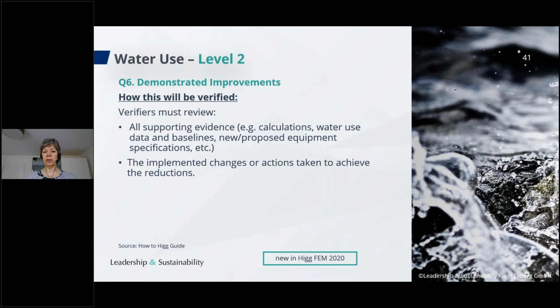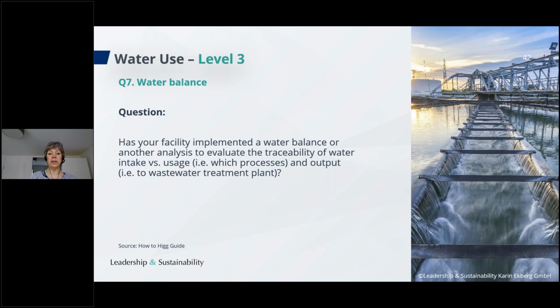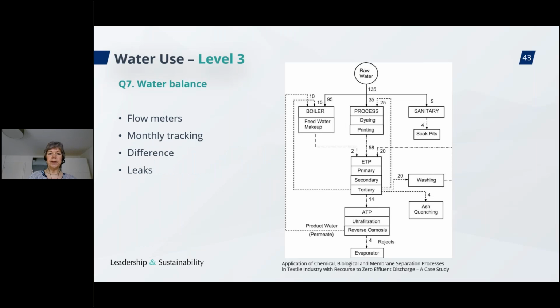We should have a look at the changes or actions to reduce the reductions, and we should, of course, take note if there are any errors. And the final question is, has your facility implemented a water balance or other analysis to evaluate the traceability of water? And here you can see an example of a very simple flow chart of such a water balance. It's not entirely complete, but it gives you an idea.